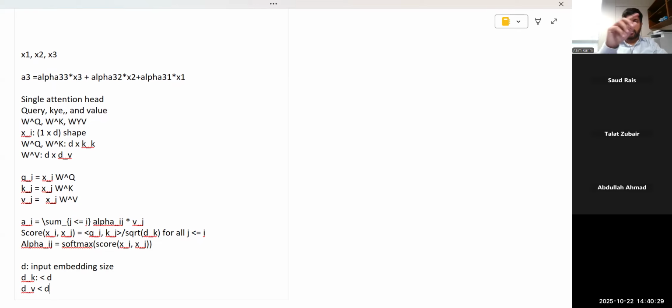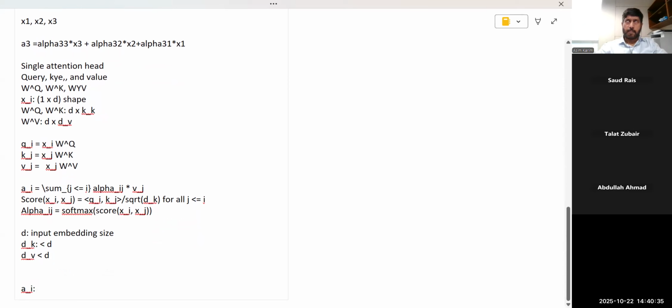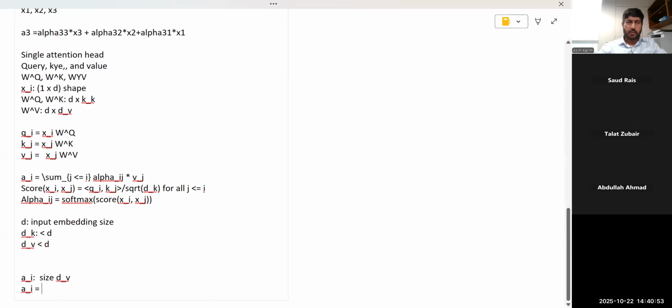But in modern day transformers, we would like our transformer modules to be modular in nature. So, what is the size of AI? Remember, in AI we do a weighted summation of Vj. So the size of this will basically be dv. Okay? If I want to write it again, AI was simply the sum of alpha ij into vj. So what is the size of the vector vj? It is dv. So this means the size of AI will also be dv.